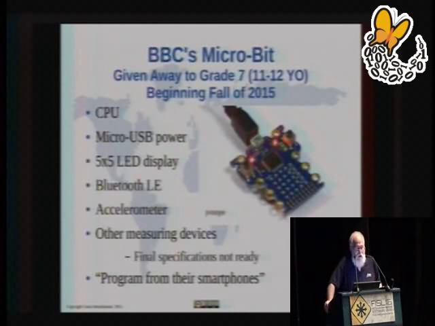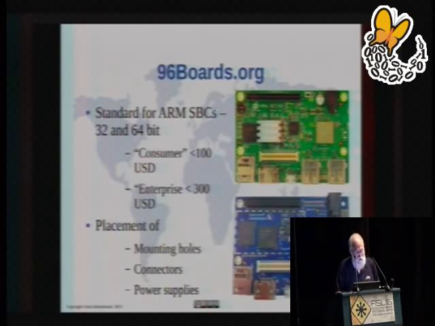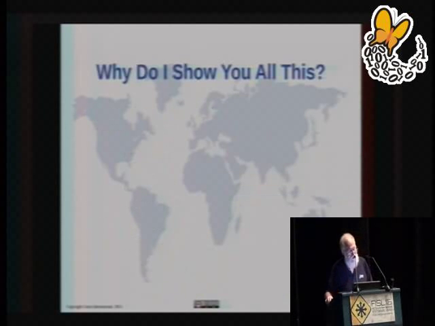The BBC just announced a new little computer system called the Micro:bit, and their plans are to give it away to every single person in grade 7 throughout the entire United Kingdom to allow their students to learn what programming computers is all about. I'm going to apologize. I have another 96Boards slide in here that I didn't realize was there.